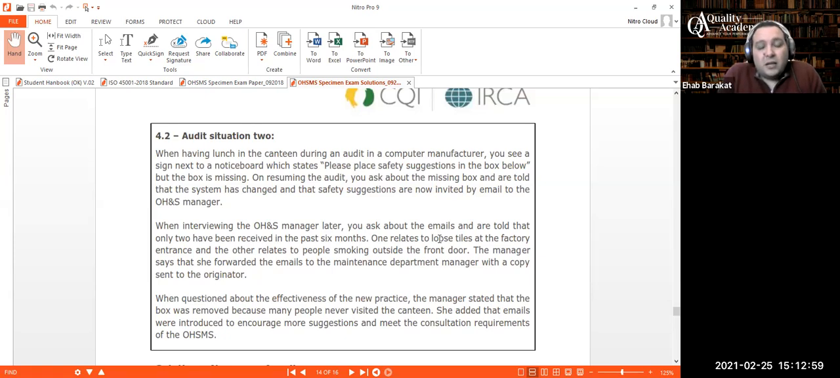Is there any problem here? No, there is no problem, because they already have a way of communication, either box or email. It's no problem, because the standard mentions that the organization shall use a way or a means for communication, but the standard does not mention what this means of communication is that the organization can use. So there is no problem, right?